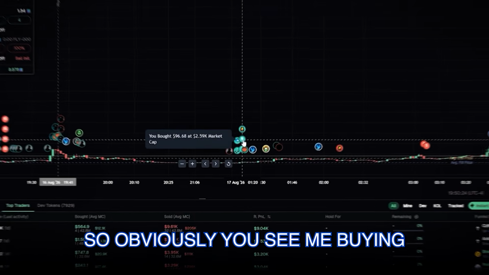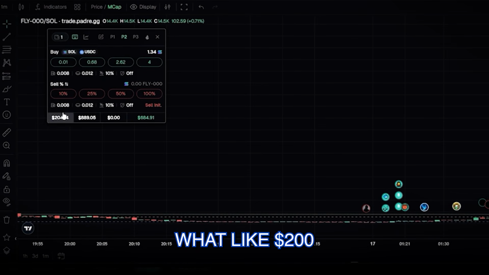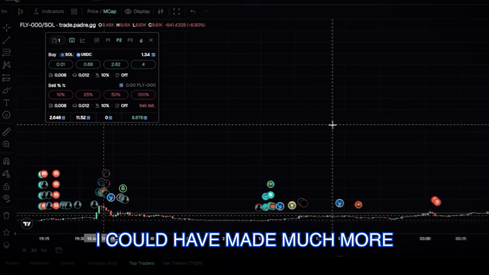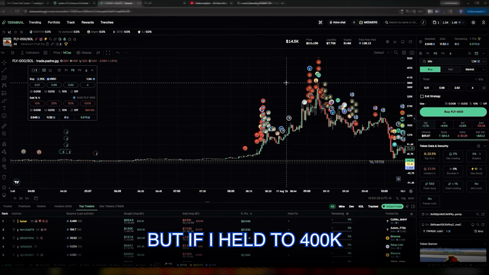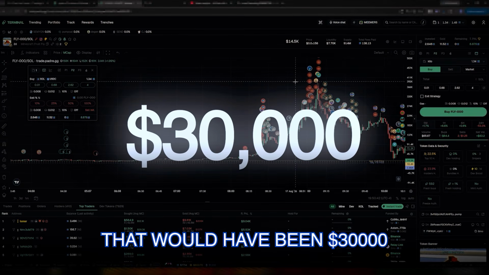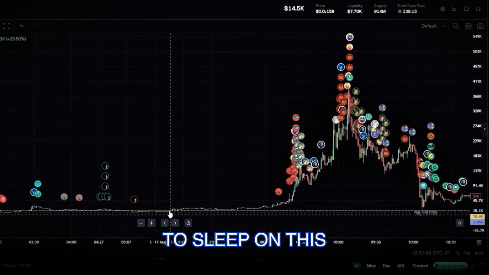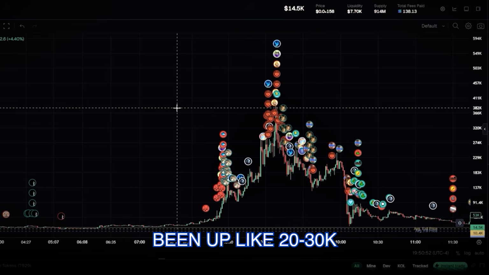So obviously you see me buying here at 2k market cap. I only invested like $200. I came out with $889, which is 684. Obviously I could have made much more. I sold for literally a 5x, but if I held till 400k, that would have been $30,000 within the same night. Obviously I went to sleep, so I didn't really want to sleep on this, but if I held this and woke up to it at 9 a.m. in the morning, I would have probably been up 20-30k.